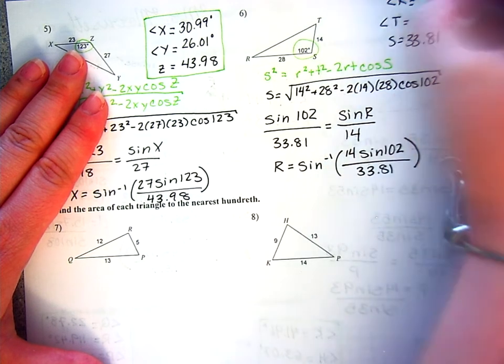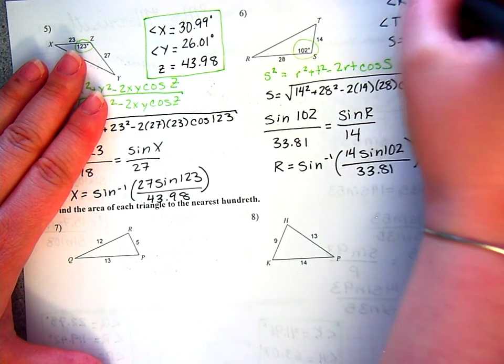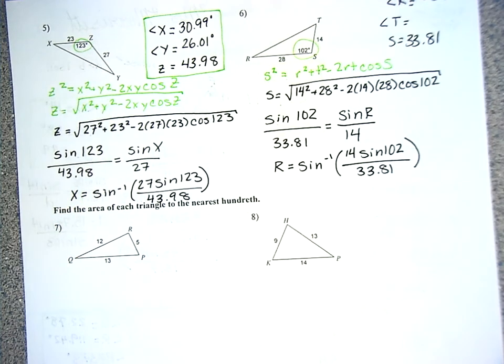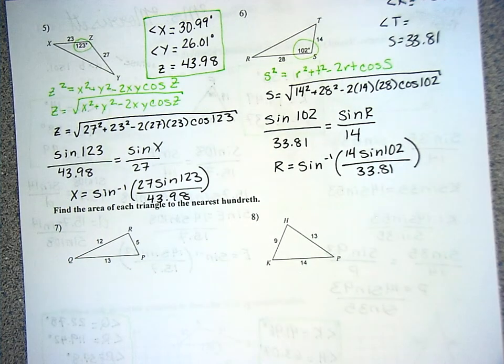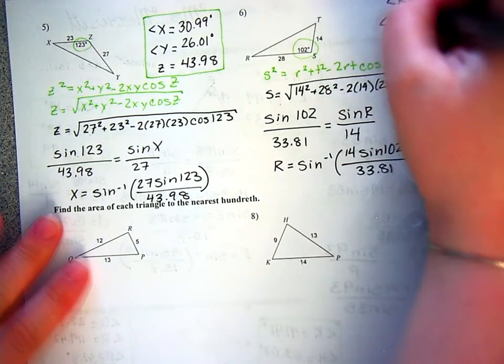Now I need to take 180, subtract 102, subtract 23.89, and I get 54.11. So I know all three angles, I know all three sides.